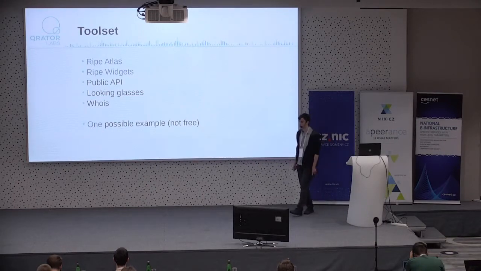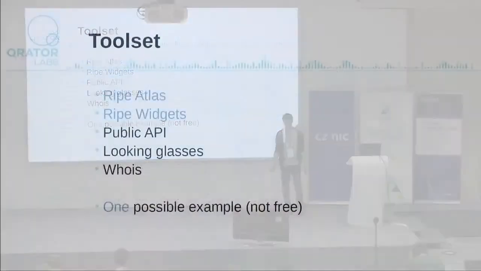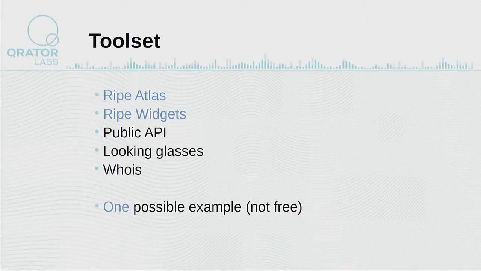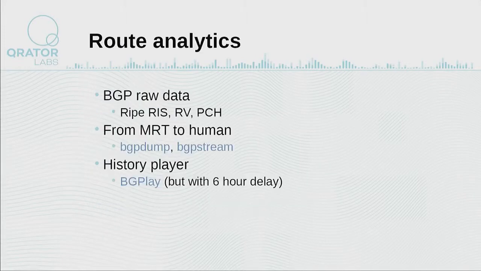But in most cases, a network problem is a problem outside, made by a third party. It's not a problem that was made by your own network. So you need some instruments that will provide you with such external data. And there are some tools that can help you with this. For example, RIPE Atlas will provide you with data plane information, and RIPE widgets will really help you with routes, and so on.